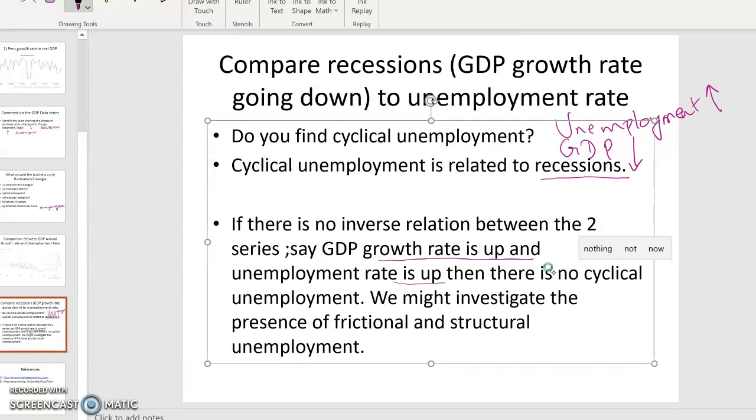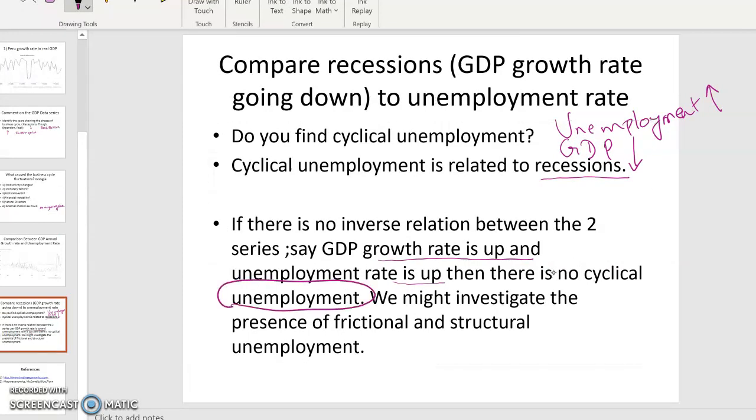If you see unemployment increasing, that means people do not have jobs and they're actively looking for jobs, and the GDP growth rate is also increasing. That means the economy is doing well and productivity is increasing. Then you might investigate the presence of frictional and structural unemployment.